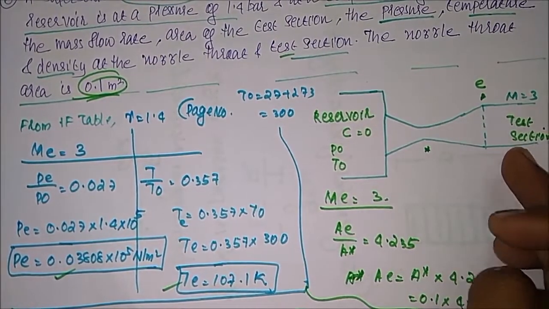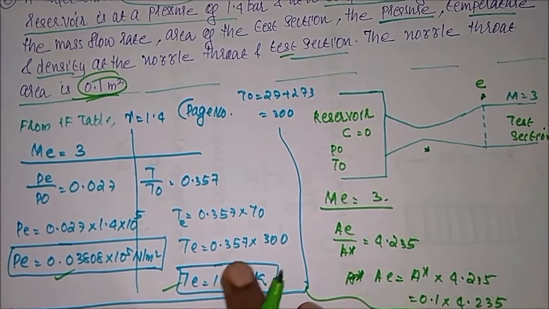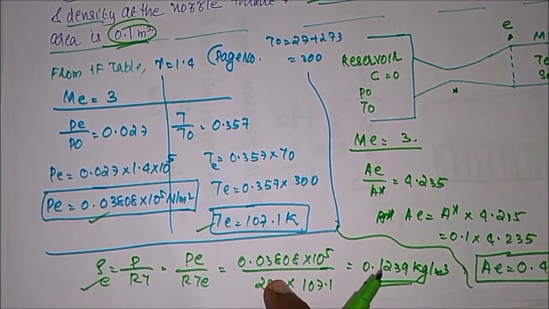Now, the Mach number corresponding to that portion. Static pressure, static temperature values alone find out here. Then M is equal to 3, corresponding PE and TE values alone find out here.